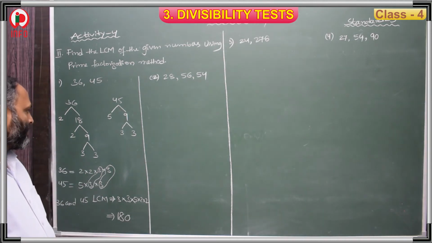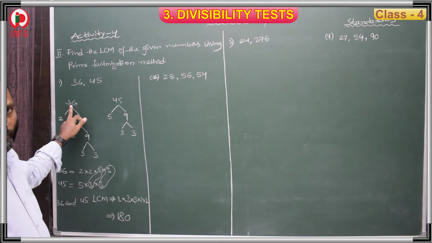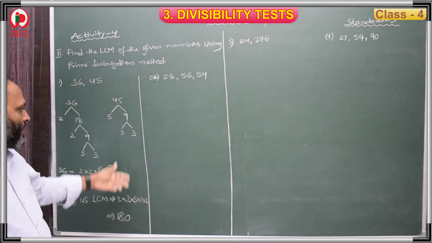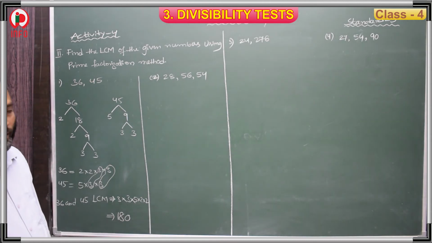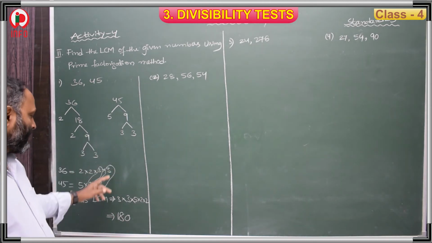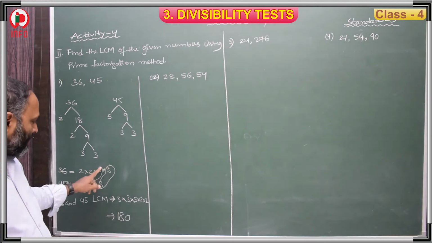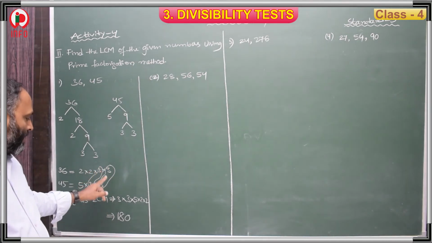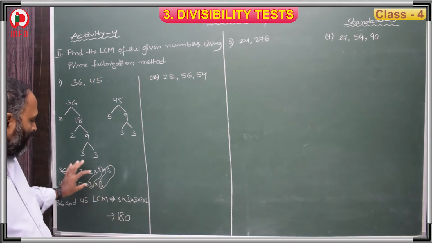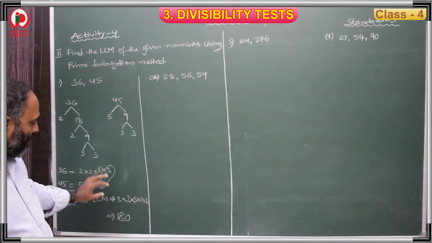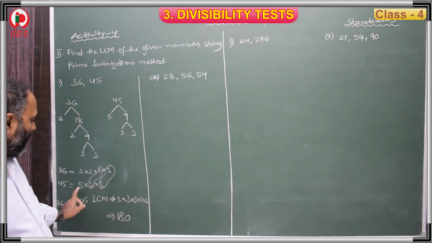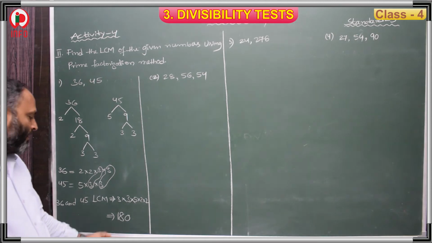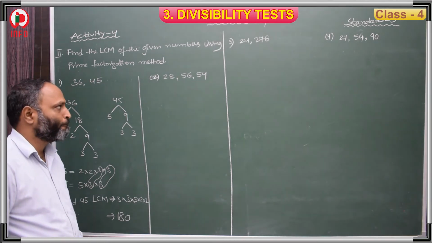So in this way we have to do it. First we take the prime factors using a tree diagram. After writing the prime factors, how do we find the LCM? First, the common prime factors in both, we take once. The two 3s were there, one time we take, and the remaining we write. After that we multiply, and whatever we get is our LCM.